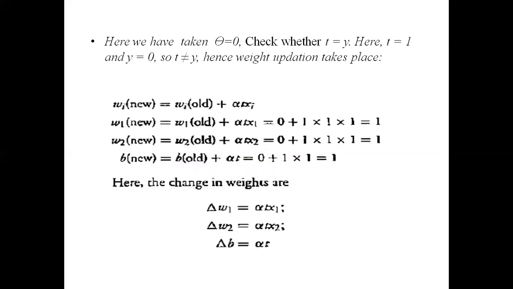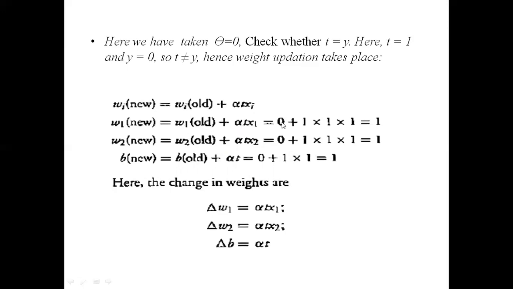Okay. So next, in this slide we compute the values of w1, w2, and b. So what is the basic formula for calculating the new w value? The formula is wi new is equal to wi old plus alpha t xi. Here t is our target output, which is always 1, or it can be -1. If it is 1, then it is true, and if it is -1, then it is false. So the formula for calculating w1 new is w1 old plus alpha t into x1.